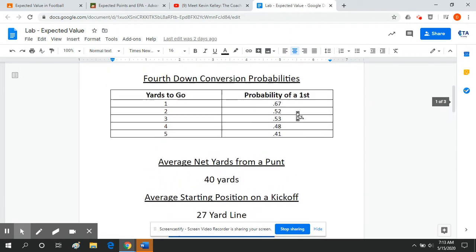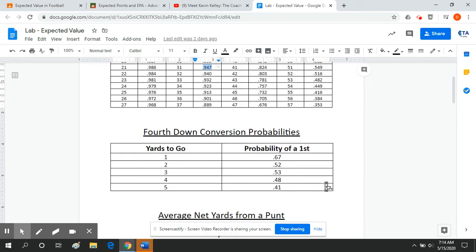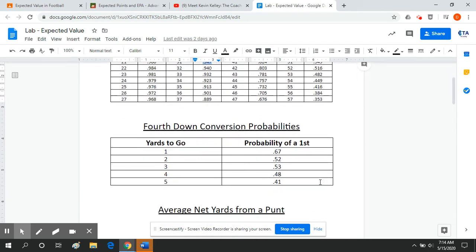On the top here, you have this chart, and you'll be using this chart for any field goal questions. It says the distance and then the probability of making it based on the distance listed. That's based on historical trends in the NFL. So, a 31 yard field goal, you have a 0.947 chance of making it. A 57-yard field goal, you only have a 0.353 chance of making it. So again, all sorts of probabilities there that you're going to use throughout the course of the lab. There's also probabilities for fourth down conversions.